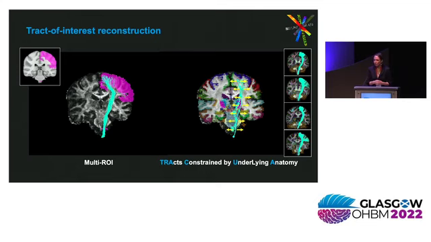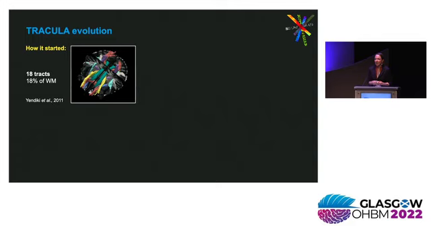The control points of the curve are perturbed to produce many curves, and then the curves that fit both the diffusion orientations and the anatomical priors at once are retained. The first version of Tracula, which was included in FreeSurfer 5.1, could reconstruct 18 tracts that covered only 18% of white matter.